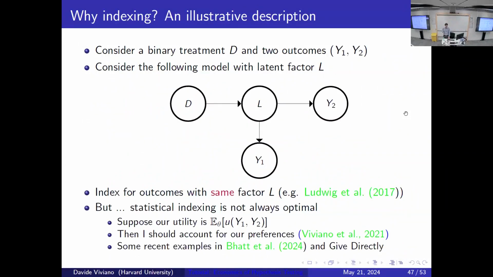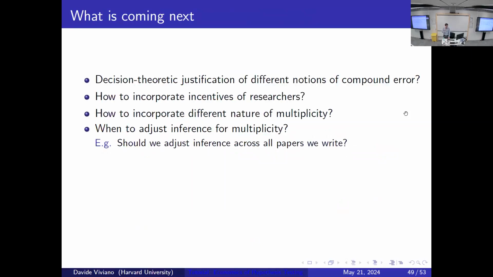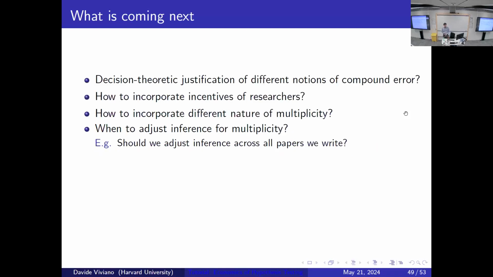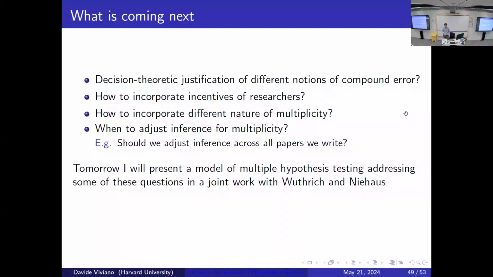Okay, so let me skip this part and just conclude. What we have reviewed are notions of multiple hypothesis testing. We have connected this to recent work in economics and discussed some of the decision theoretic interpretation. What is coming next, tomorrow, is a decision theoretic justification of different compound errors, and a decision theoretic justification of one possible model of thinking about multiple hypothesis testing. So that's pretty much it, and thanks very much.